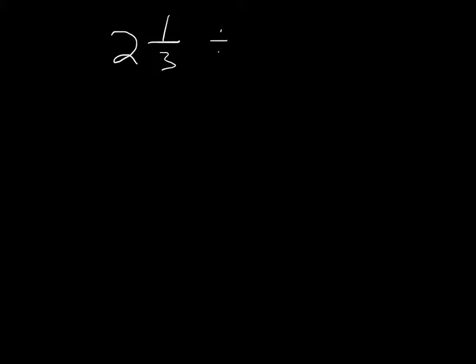divided by 5/6. Now before I draw a diagram for this, first of all, I'm going to change this mixed number to an improper fraction, and then I get a common denominator. Okay? So let's see. 2 times 3 is 6, plus 1 is 7/3. So my new question so far is 7/3 divided by 5/6. And now I need a common denominator.